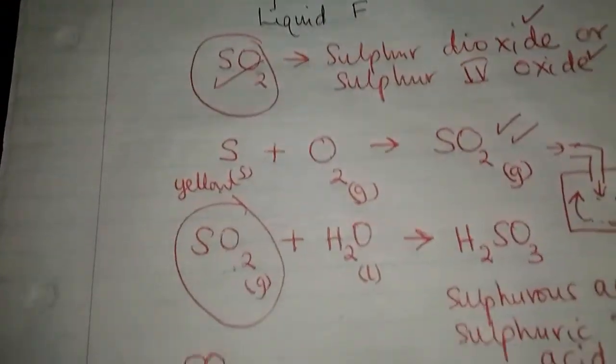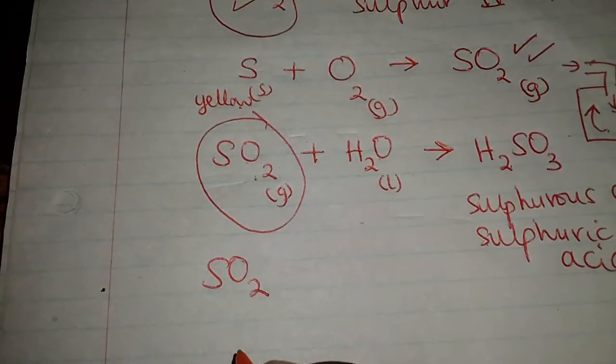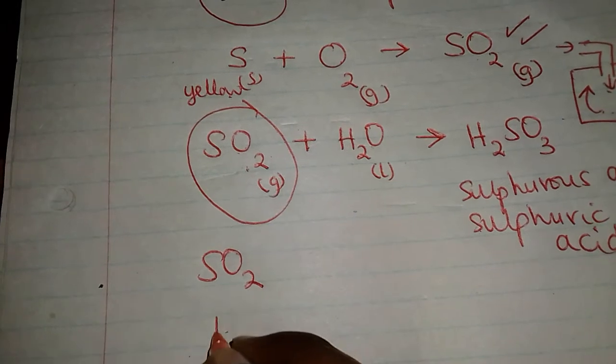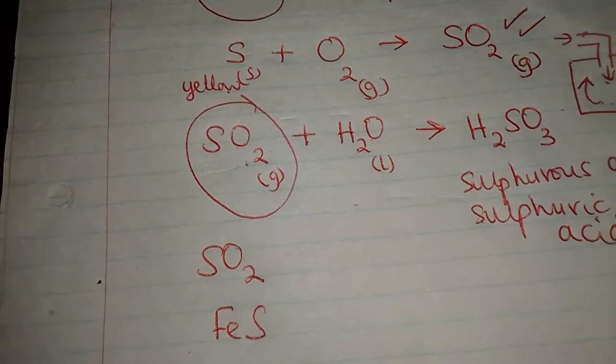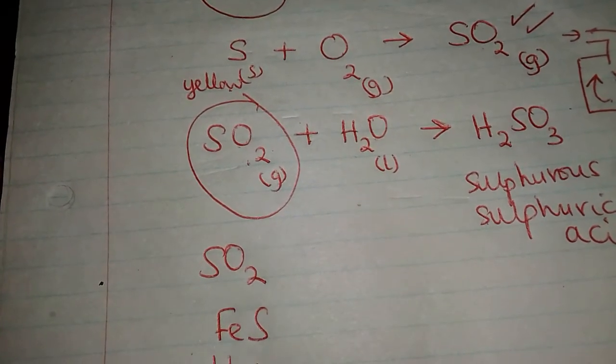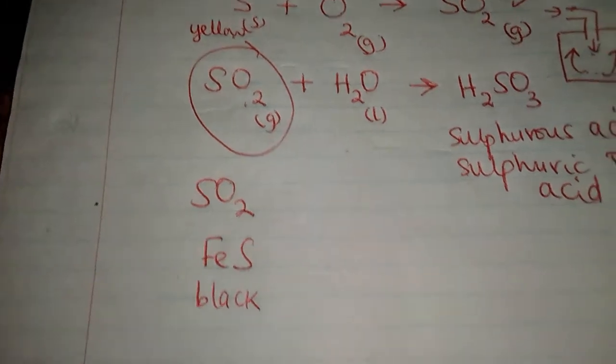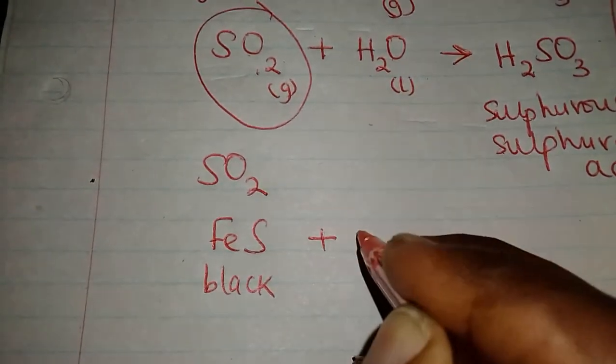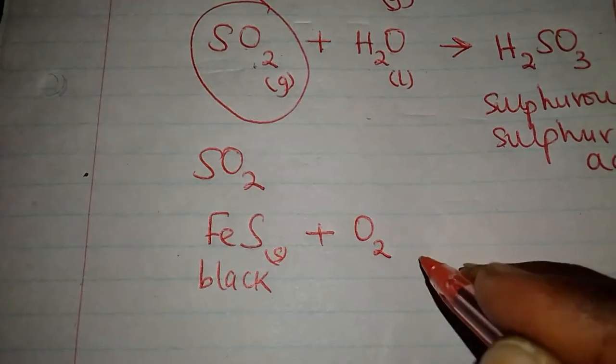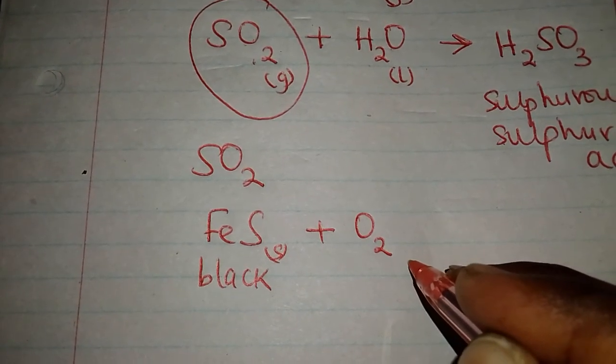For example, if I can take this example, I can say iron(II) sulfide is a black solid, and it can get burned in air. That is a solid, it's a black solid. Then you have oxygen, it's actually a gas.